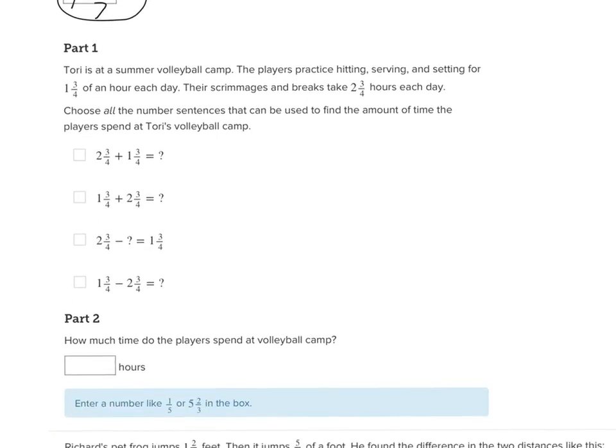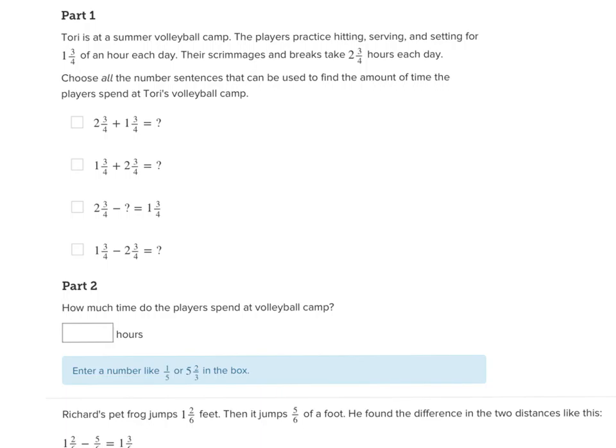Okay, that's one type of problem that you might have. Another one, Tori's at a summer volleyball camp. The players practice hitting, serving, and setting for 1 3/4 of an hour each day. Their scrimmages and breaks take 2 3/4 hours each day. Choose all the number sentences that can be used to find the amount of time those players spend at Tori's volleyball camp. Okay, so it's going to have to be a total.